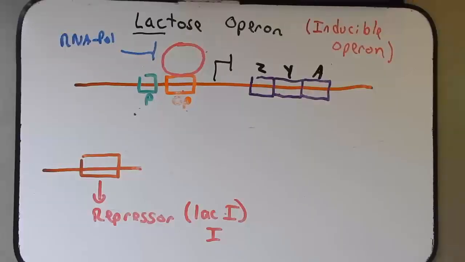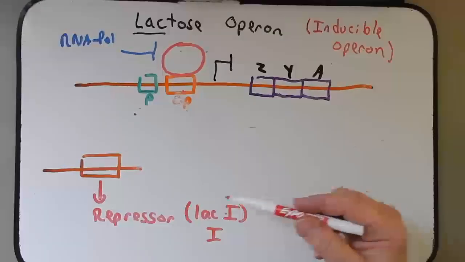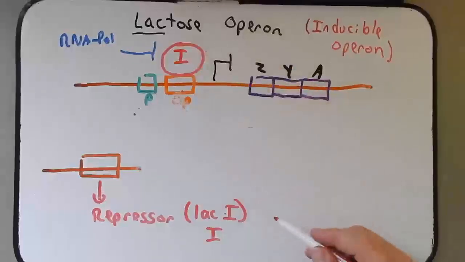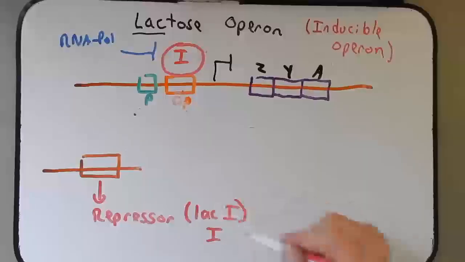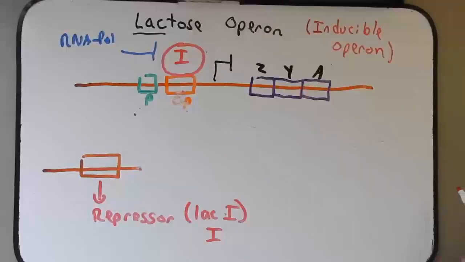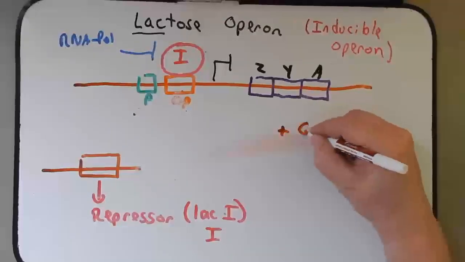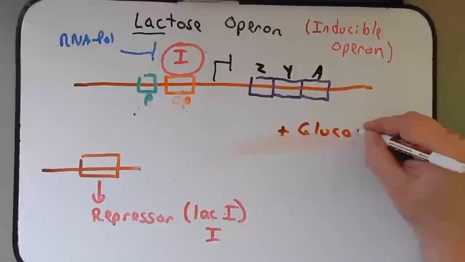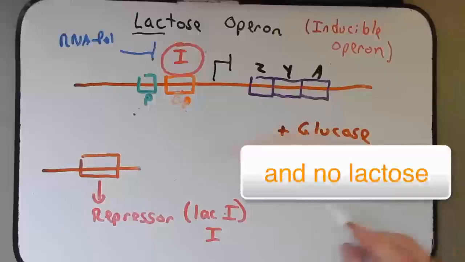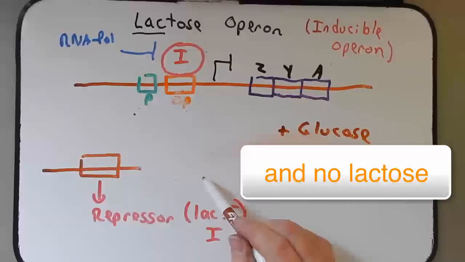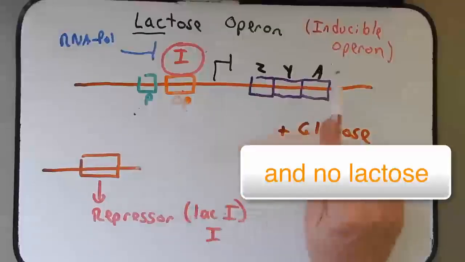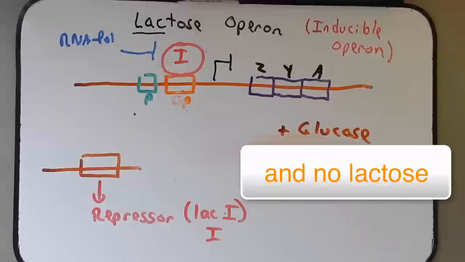So in a cell where there's glucose present, the repressor, Lac I, will be made and it will bind to the operator, preventing transcription of these genes. Now what we see here describes a situation where the medium contains glucose. Glucose is present, the Lac I repressor is bound to the operator, preventing transcription of these genes necessary to metabolize lactose. But since there's no lactose there, it's not going to turn these genes on and waste that energy.